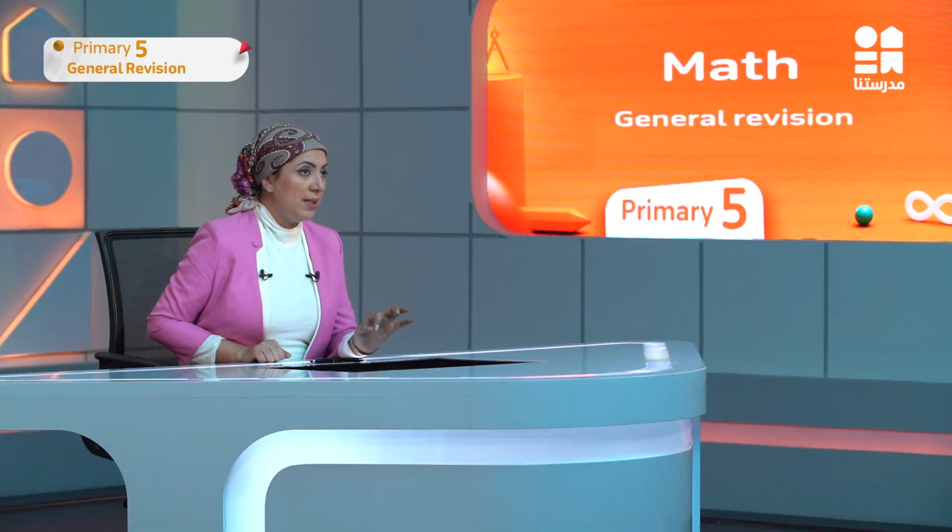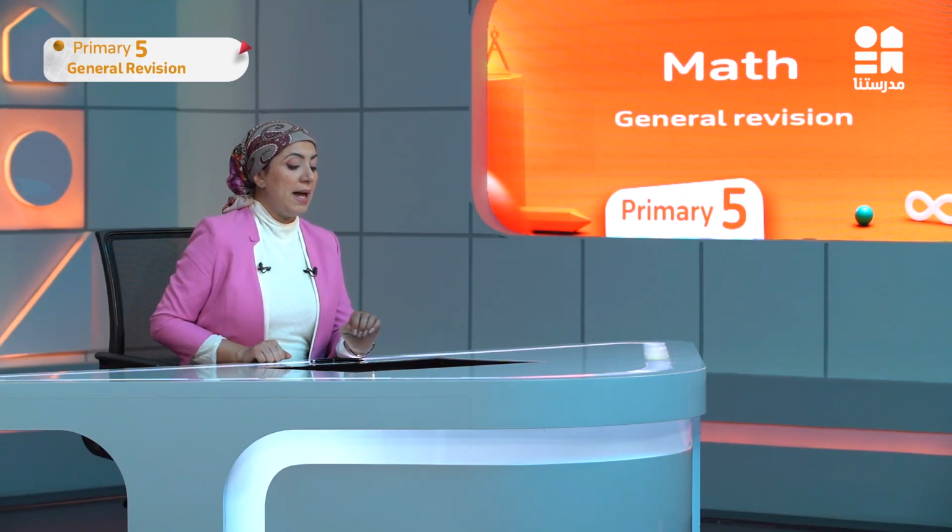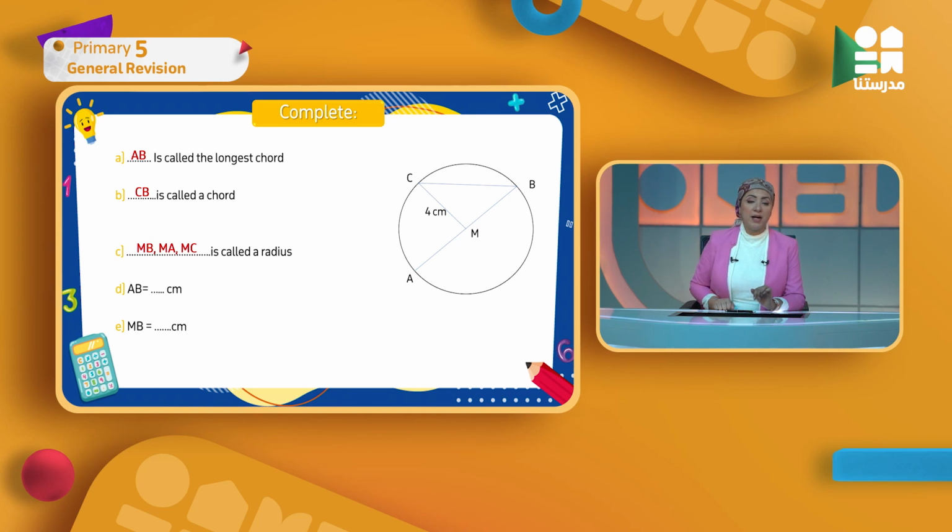We know that a diameter is double the length of a radius. And if I look to the circle here, I will find that I have the length of one of the radii of the circle, which is MC. It is equal to 4 centimeters. Then AB, my diameter, is equal to 4 times 2, so it is equal to 8.